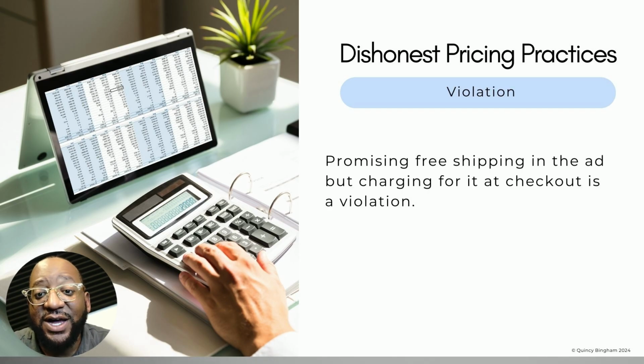A typical violation happens when an ad promises a product for $20 with free shipping, but when the user gets to checkout, they find hidden fees or suddenly aren't eligible for the free shipping. This inconsistency violates Google's policy, but it also misleads the user by not delivering what was promised in the ad.